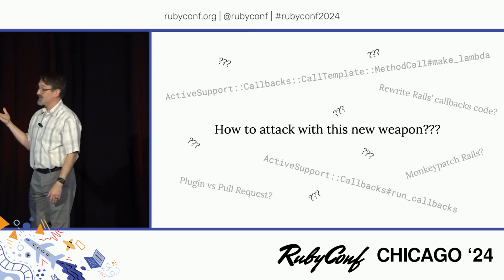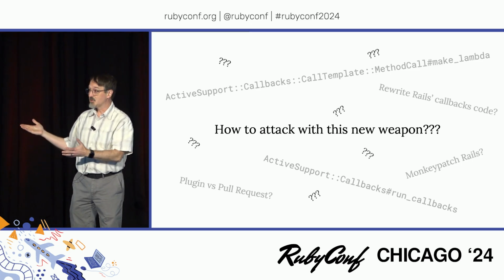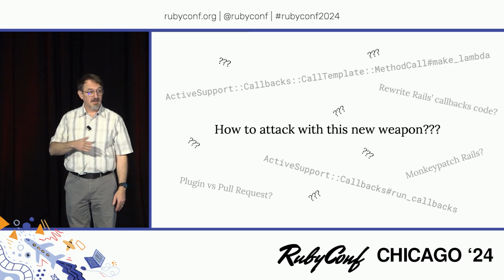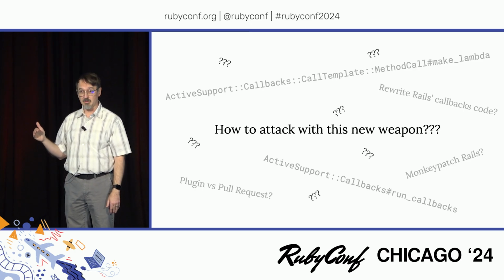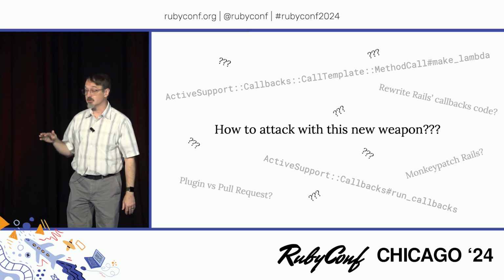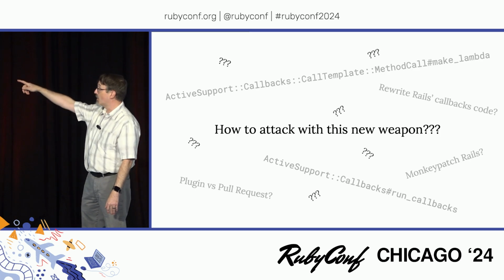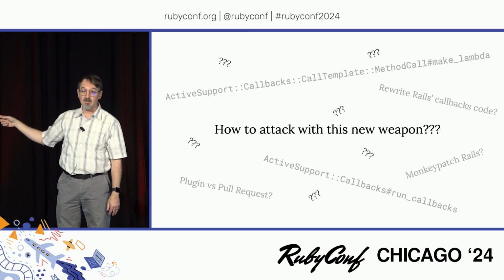Does he need to put this in Active Record, the callback system? If so, where? I don't know if any of you have actually looked at Active Support callbacks, but there's a lot of code there. And it's non-trivial. It does a lot of optimizations. There's a lot of different pieces. Does this need to go in call template method call? Does this need to go in callbacks run callbacks?